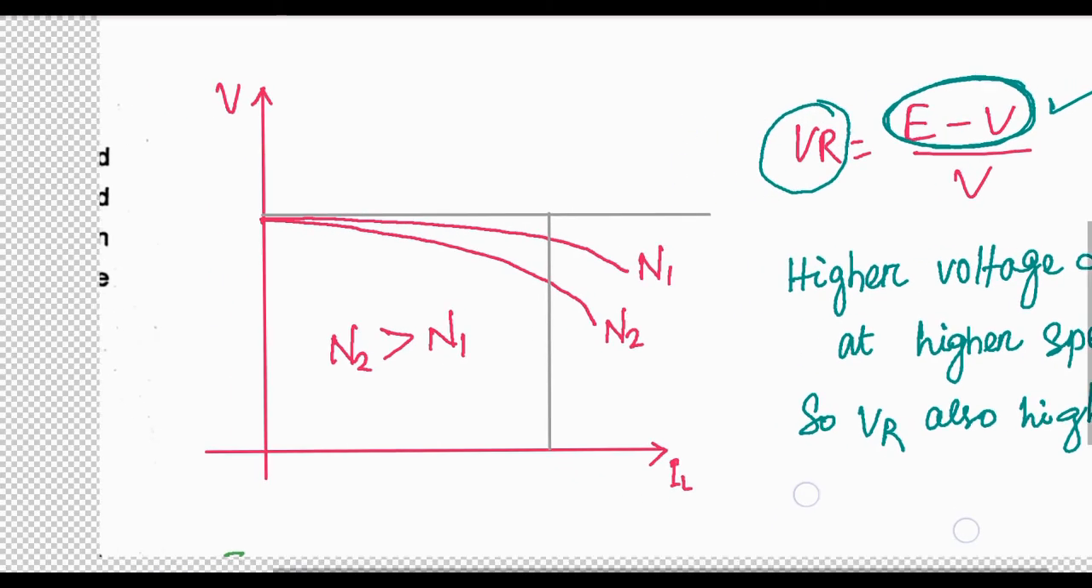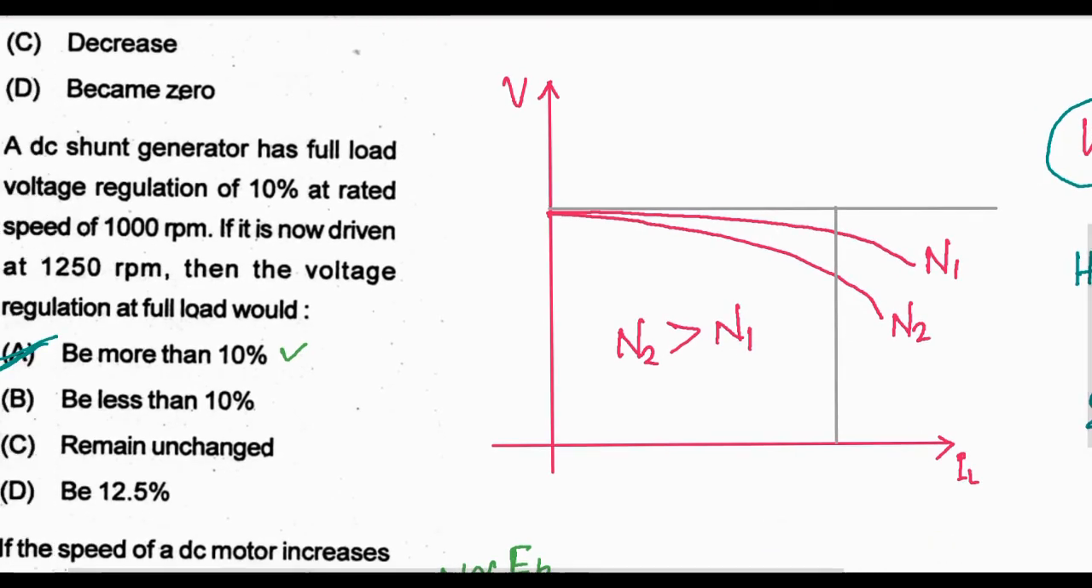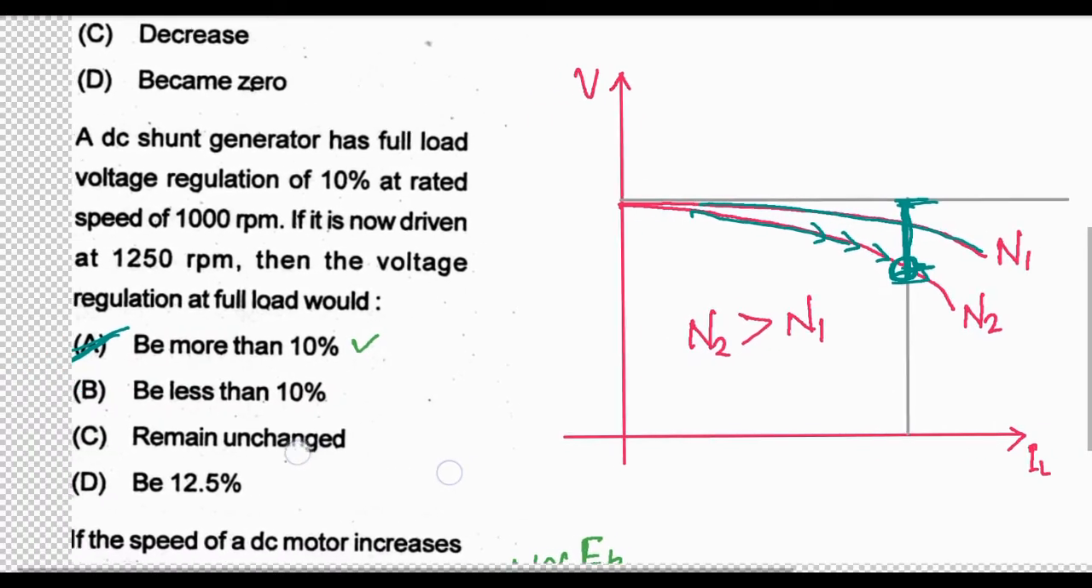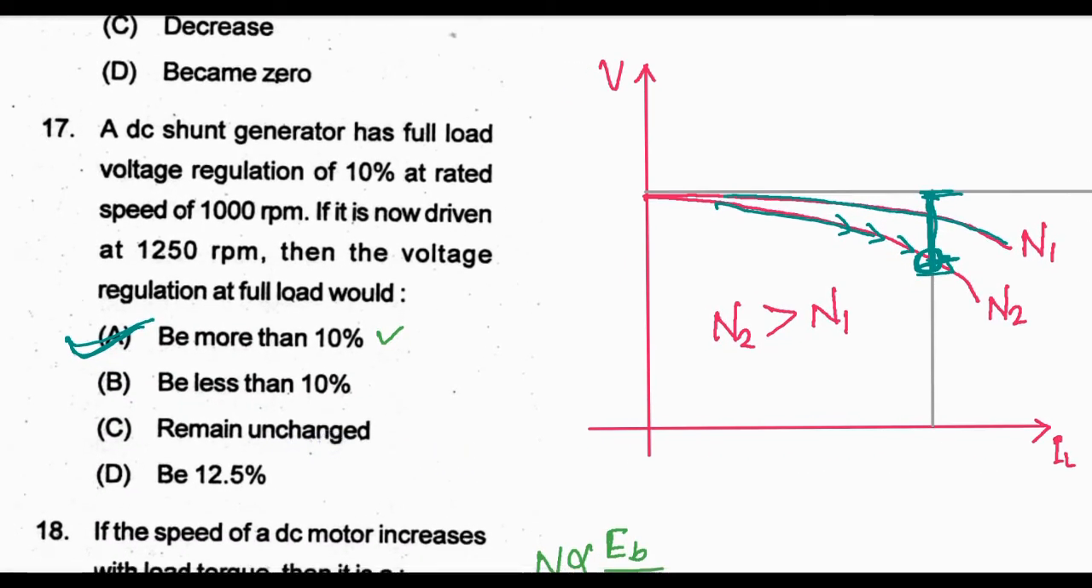So we know that for an increment of speed, suppose this one is for speed N1 and this is for speed N2, where N2 is higher than N1. What we are observing is that in the case of the second, higher speed, the voltage drop is higher. As the voltage drop is high, the voltage regulation will be high, so this will be more than 10%.